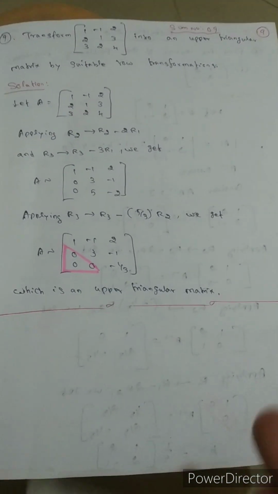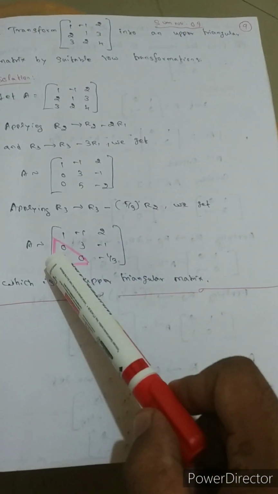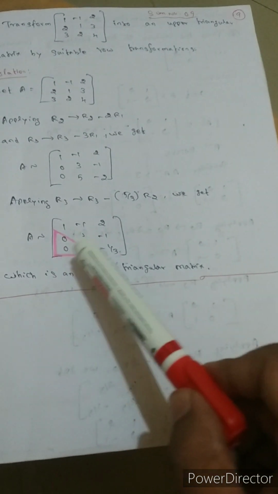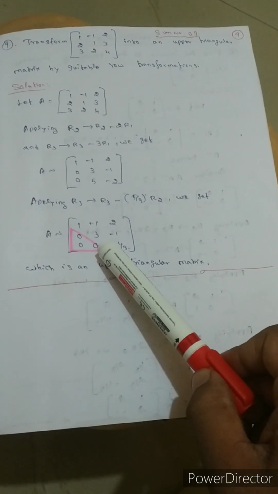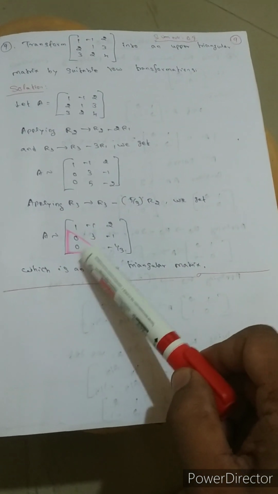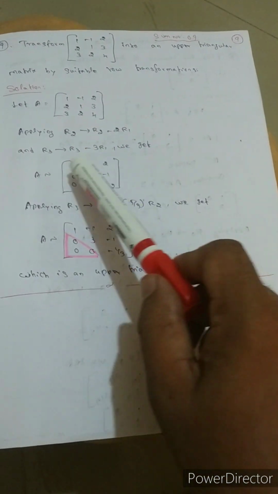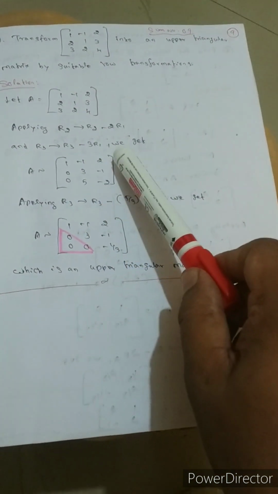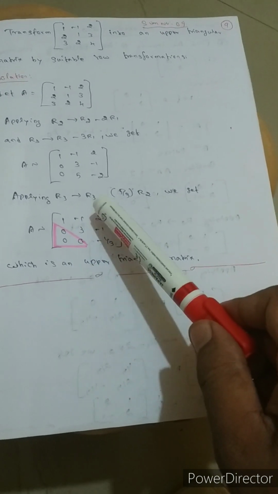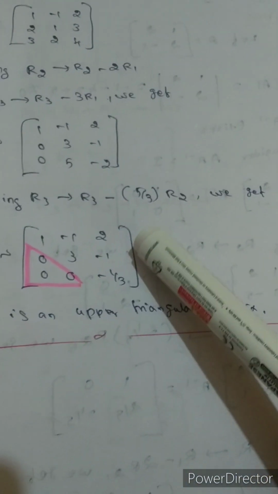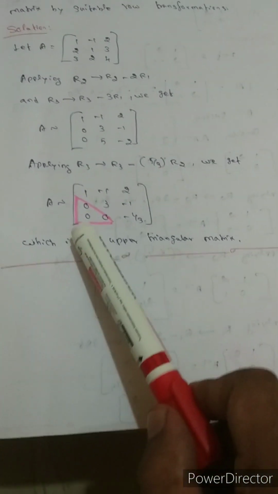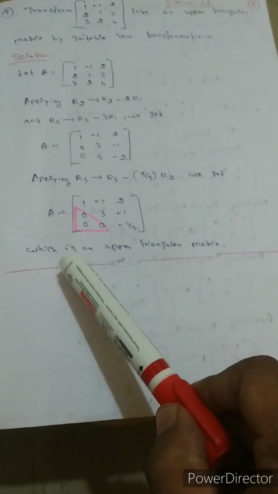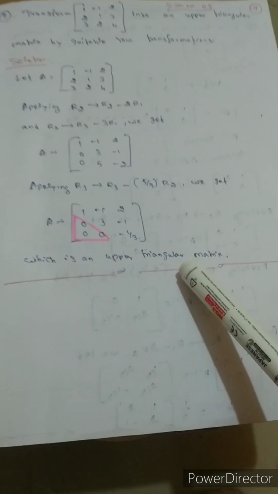Sum number 09. Here the transformations I mentioned, the triangle with 0 0 0. That is our target value. For getting this answer we will do it one by one. R3 gives R3 minus 3 R1 and R3 gives R3 minus 5 by 3 R2. Finally we are getting the triangle 0 0, which is an upper triangular matrix.